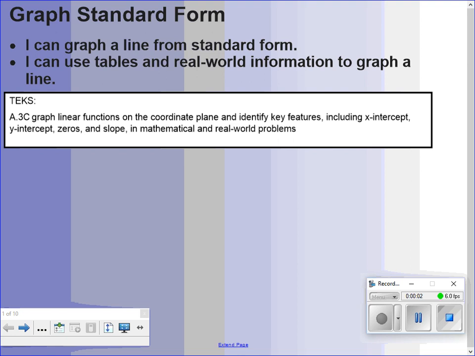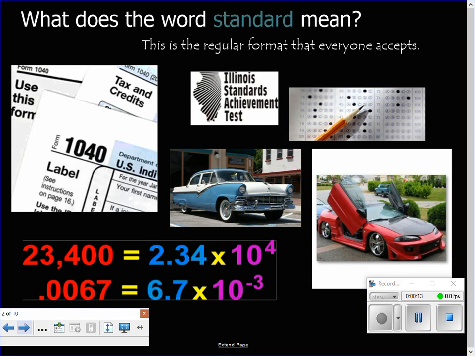This lesson we're going to be talking about graphing from standard form. By the end, you should be able to graph a line from standard form, and use tables and real-world information to graph a line.